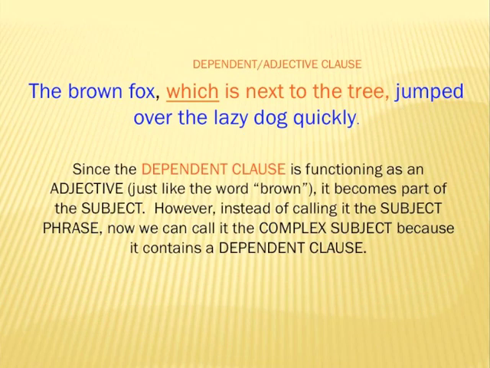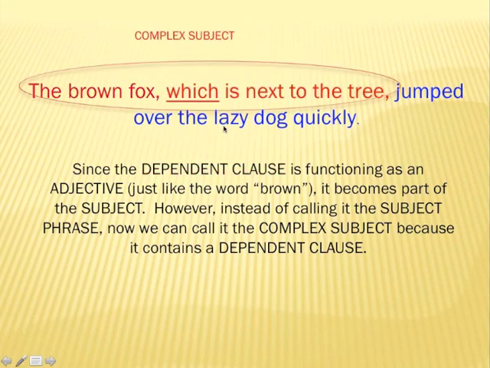Now, since the dependent clause is functioning as an adjective, it also becomes part of the complete subject. But you cannot call this a subject phrase, mainly because this particular idea does have another verb. So again, that complicates things a little bit. That's why we call this a dependent clause. It needs something in the sentence for its particular existence.